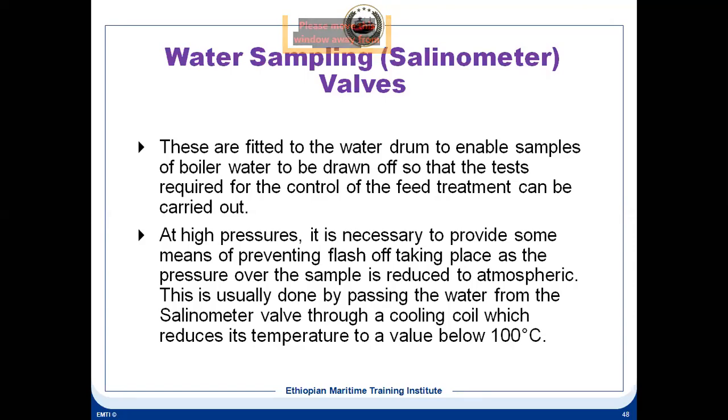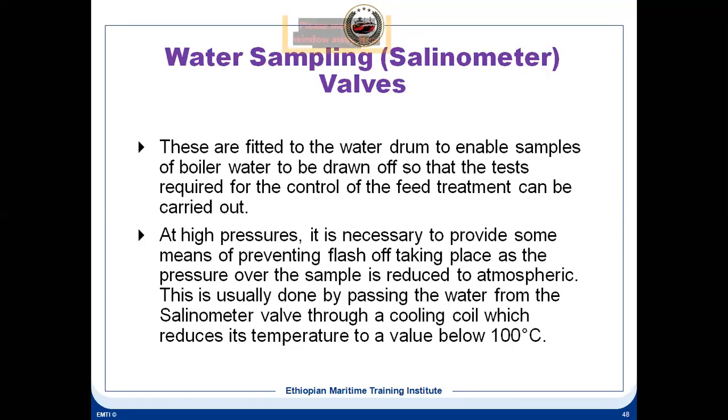At high pressures, it is necessary to provide some means of preventing flash off taking place as the pressure over the sample is reduced to atmospheric. This is usually done by passing the water from the boiler through a cooling coil, which reduces its temperature to a value below 100 degrees centigrade. Basically, when your boiler pressure is say 10 or 12 kg per centimeter square, the temperature of your boiler water can be anywhere from 160 to 180 degrees centigrade.